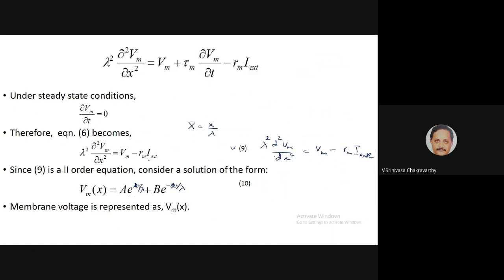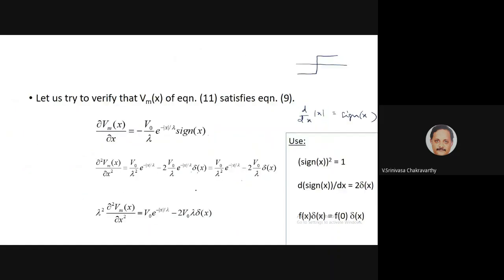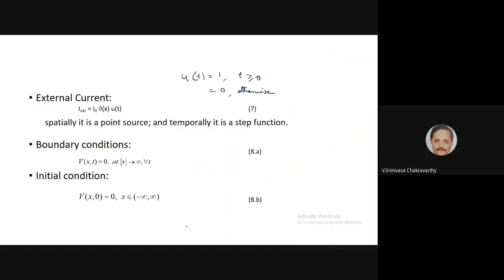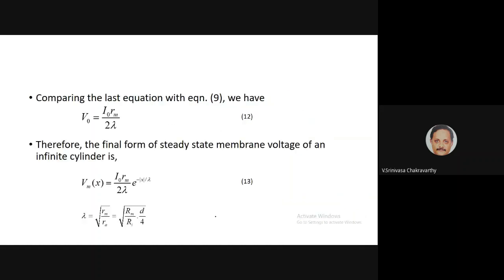The right side is Vm minus Rm times Ix here. The first term is actually Vm, the solution that we assume. And the second term here is supposed to be minus Rm times Ix. And Ix is I naught times delta x. So if you compare those two terms, you get V naught is equal to I naught into Rm by 2 lambda.